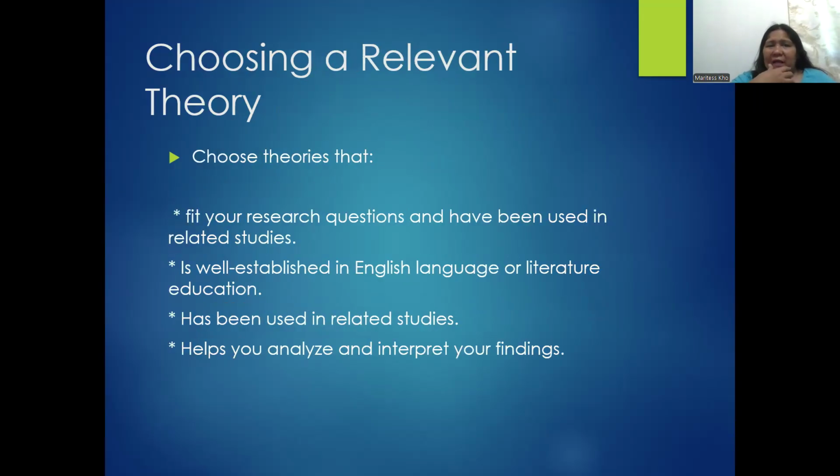Okay, so let's proceed with choosing a relevant theory. You have to choose theories, class, that fit your research questions and have been used in related studies. Choosing the right theory is one of the most important steps in writing your theoretical background. Okay? The theory you select serves as the lens through which you view and explain your research problem. Now, it also helps you what? Make sense of your topic and provides a solid foundation for your discussion and analysis.